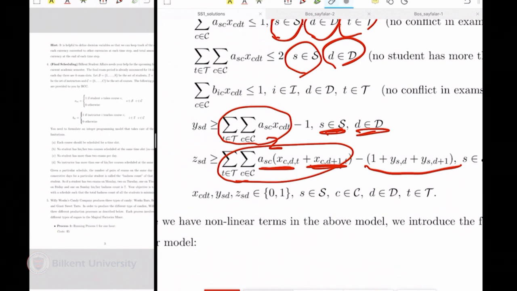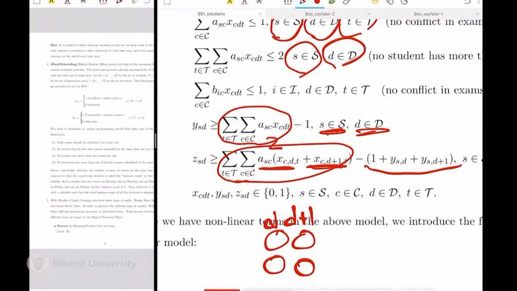So assuming that now he has two exams on day D, two exams on D plus one, this expression becomes... not following? So this expression is the summation of all the exams on day D and D plus one. How many exams does he have? Four. So this expression is four. Now Y_SD means: is he having two exams on day D? Yes. Is he having two exams on D plus one? Yes. So four minus three is one. So it enforces Z to be one.